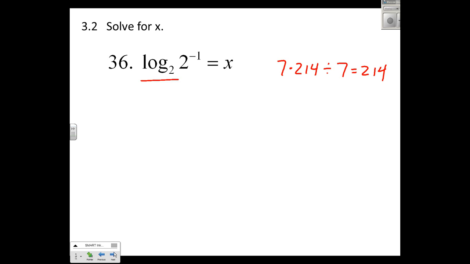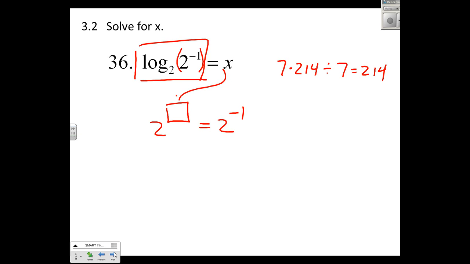How do we think of this? I know I'd read it log base 2 of 2 to the negative first equals x, but I read it this way. This, which is x, is the exponent that turns 2 into the argument 2 to the negative first. So this being x, x must be negative 1.